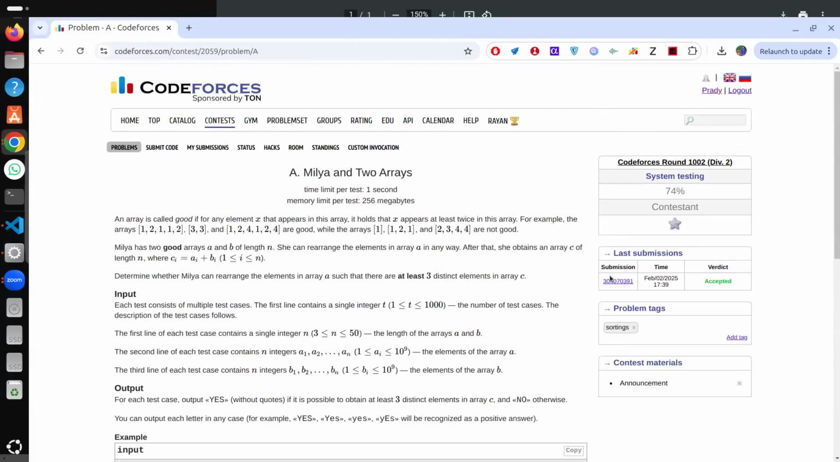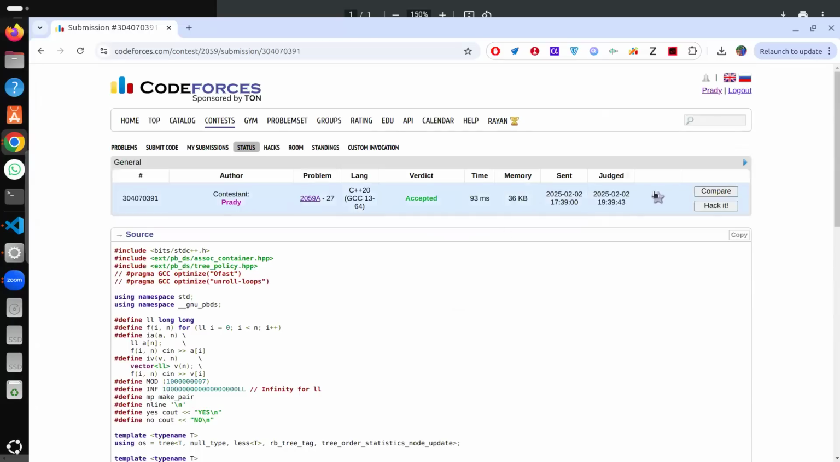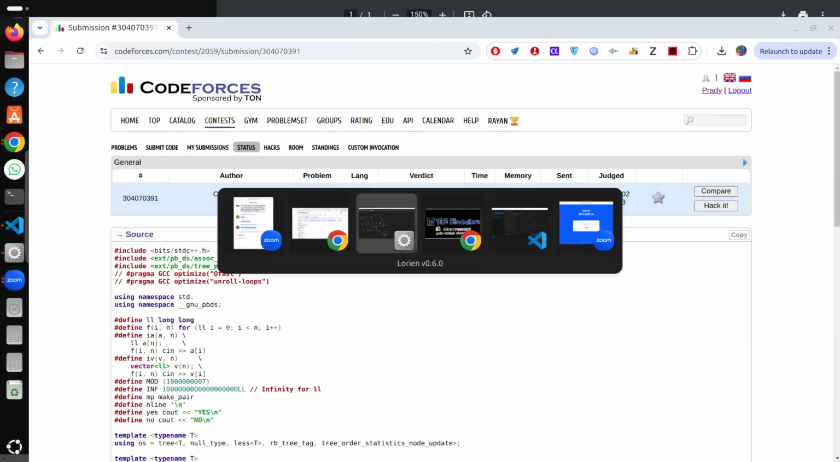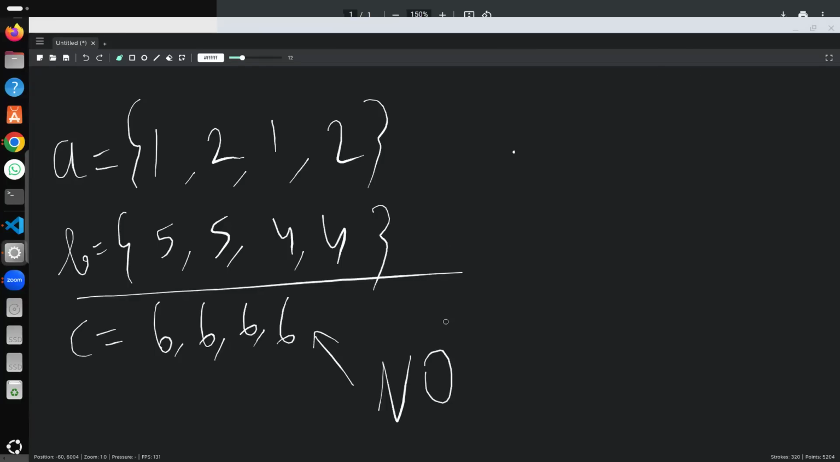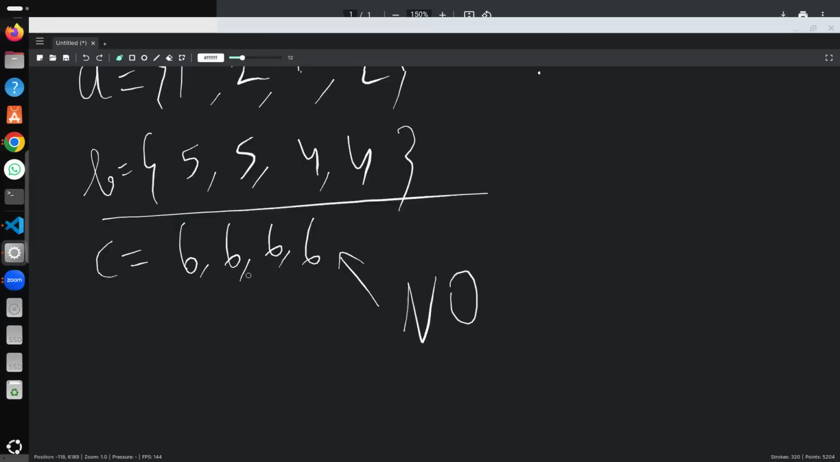I just use a set. Pairwise swapping. You don't need to actually make the array A. You can just follow my logic: if both of them have at least two distinct elements, then the answer is yes. And if one of them has only one distinct element, then the other one should have at least three. So actually, this condition is very nice.